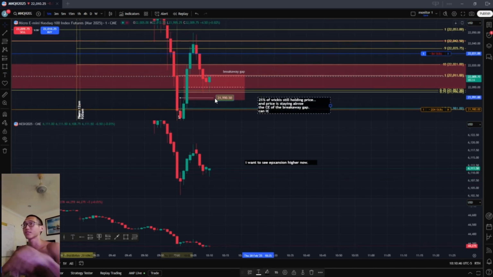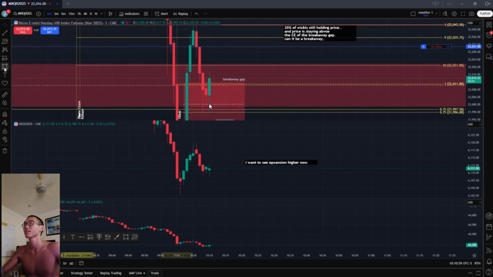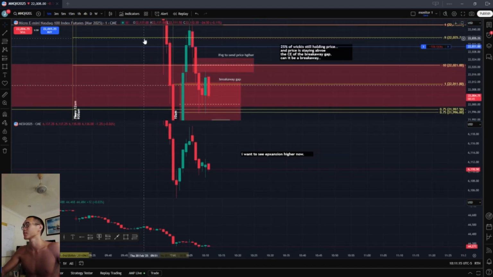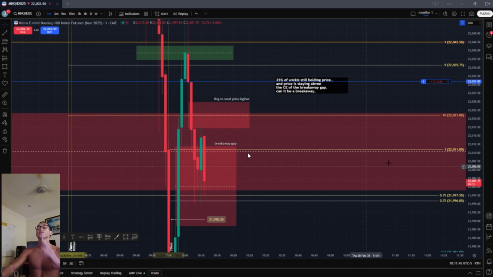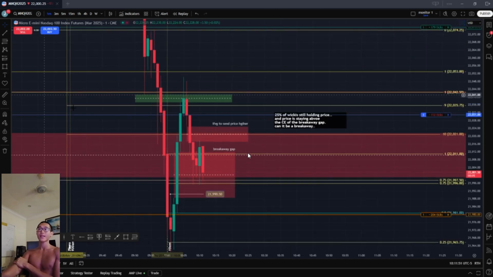Okay, this is the trade execution again. I was in one contract. We shall see how the trade execution was. The trade is still going. Bodies tell the story. Bodies are still above, but right now price already touched the lower quadrant of the breakaway gap, and we are inside the 1 hour BC. So I really want to see expansion. Price expand higher now.